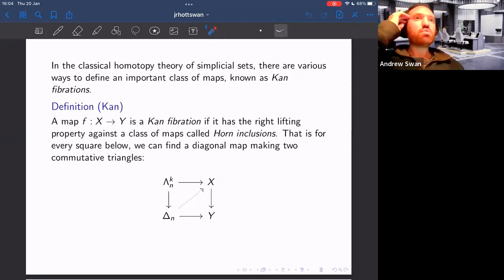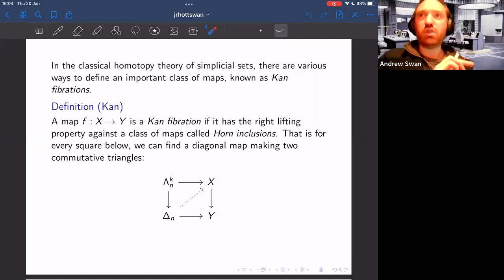And so I guess I won't go into too much detail about why this is an important class, but since this is a type theory workshop, I maybe mention that the reason that we're interested in them in type theory is because they're used to model dependent types. So when we have the simplicial set model or the cubical set model of type theory, these Kahn fibrations are used for the dependent types.